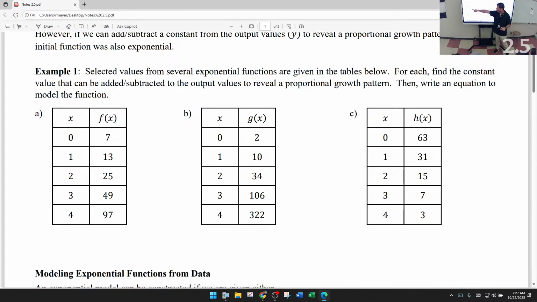Also, they notice on the left-hand side, you got the 0 and the 1 and the 2 and the 3 and the 4. That's very common. They like to go from 0 to whatever. Okay, so they like to go by those common inputs.